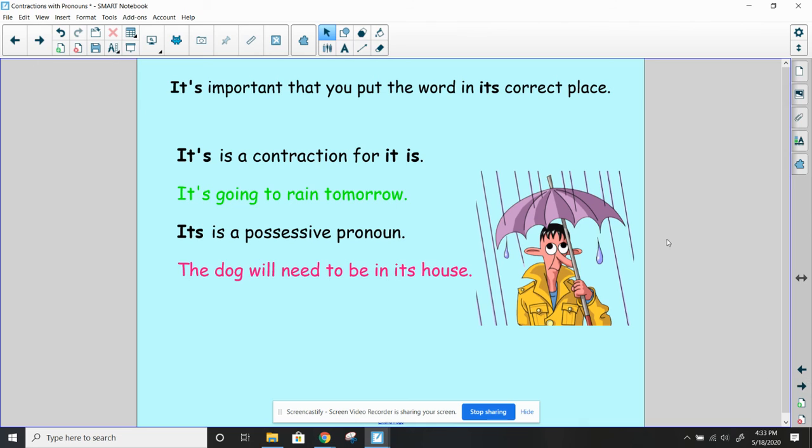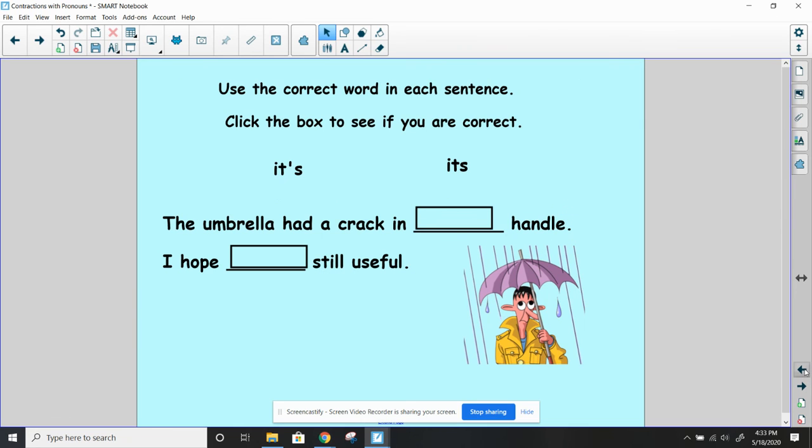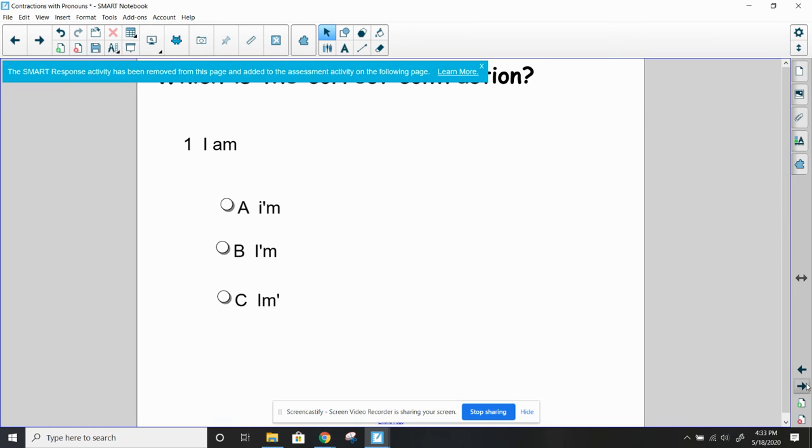Now we're going into this one. It's important that you put the word in its correct place. IT apostrophe S is a contraction for it is. It's going to rain tomorrow. I hope not, but I think it is. It is going to rain tomorrow. That's the contraction. And its without the apostrophe is a possessive pronoun. The dog will need to be in its house. So we can't say in it is house. The house belongs to the dog. So that's the possessive form. So don't mix up your homophones.